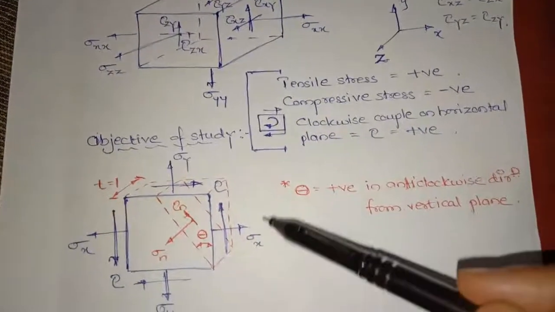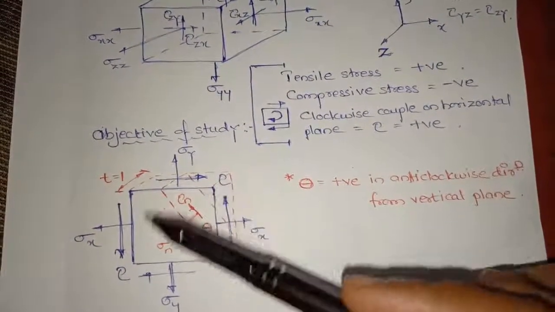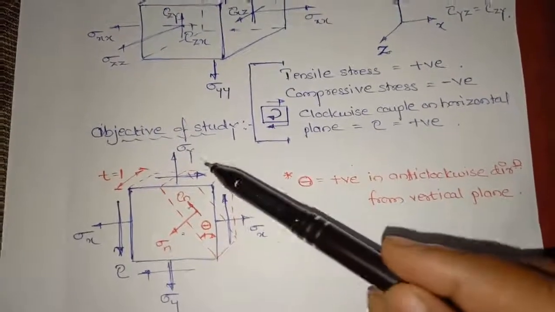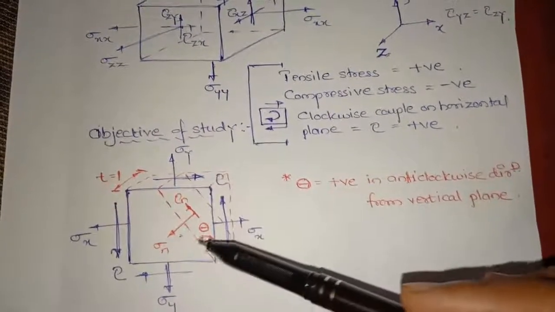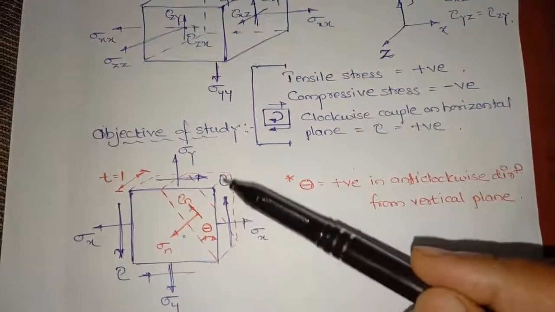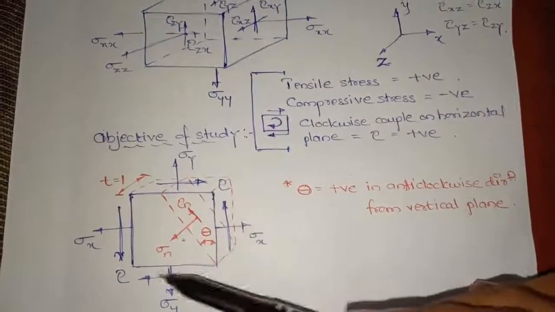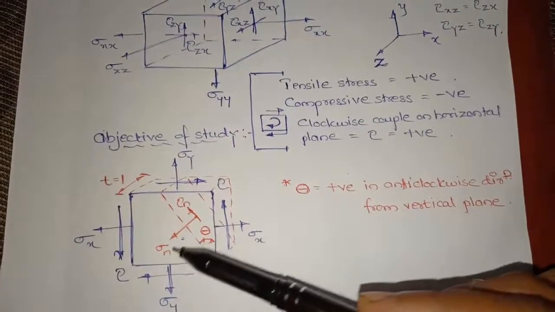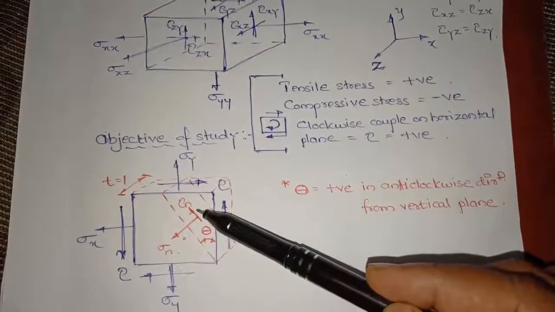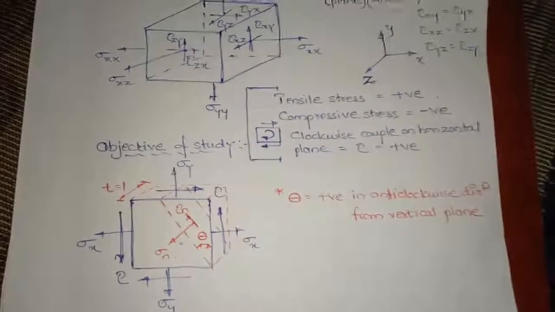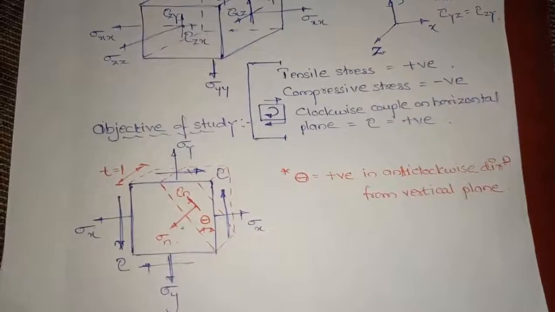So in this chapter, we are interested in finding whether maximum stress exists because of this stress system inside the material at any other angle, at any other orientation, rather than the perpendicular, that is vertical and horizontal planes. Is there any plane at some orientation theta where normal stress and tangential stress act? With this we can find out the maximum stresses acting at any other location inside the plane.